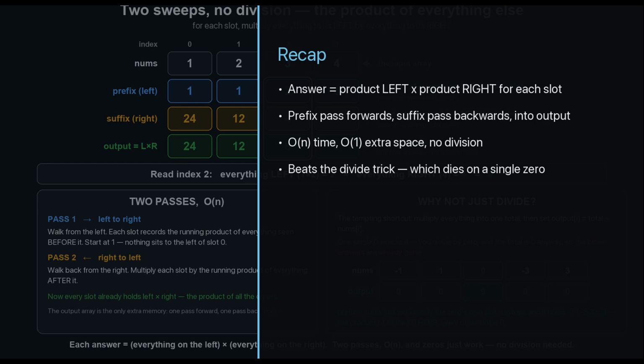Quick recap, the answer for each slot is the product of everything on its left times everything on its right. We do it in 2 passes, a prefix pass forwards and a suffix pass backwards, writing straight into the output array. That's linear time, constant extra space, and not a single division. It's cleaner and safer than the multiply everything and divide trick, which falls apart the instant the array contains a 0.